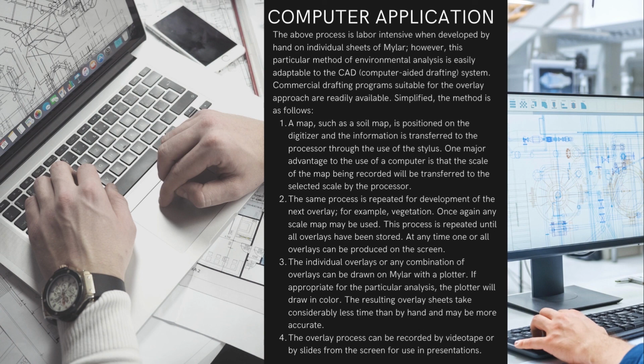First, a map, such as a soil map, is positioned on a digitizer and the information is transferred to the processor through the use of the stylus. So stylus is a pointing device. One major advantage of the use of a computer is that the scale of the map being recorded will be transferred to the selected scale by the processor.